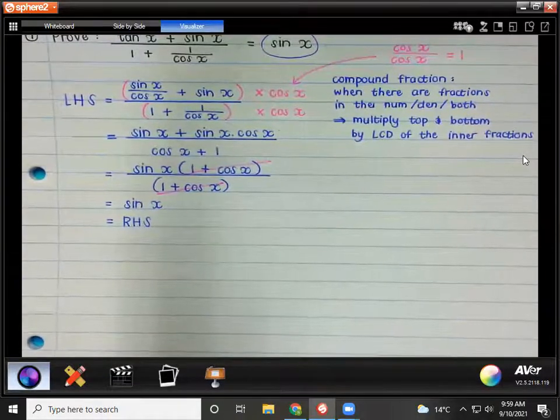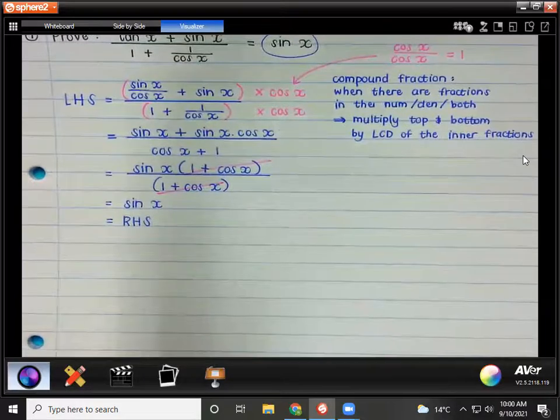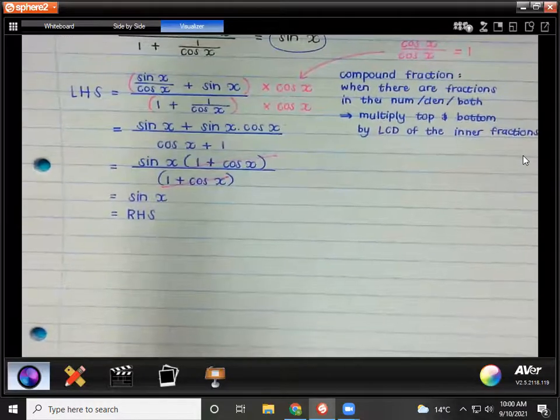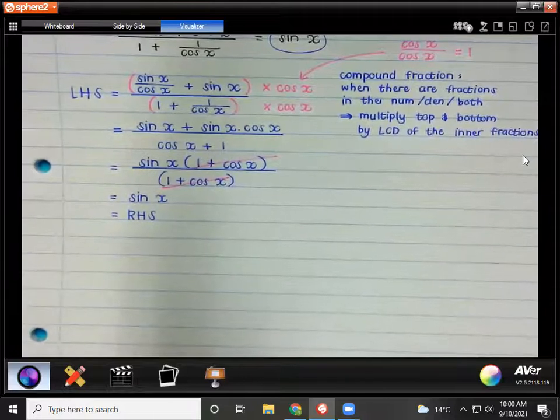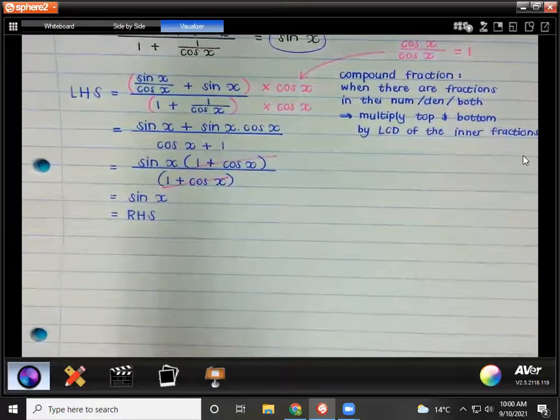It's up to you, really. You can decide what you want to do first. But I'm inclined to first get rid of the fractions so that it's a bit simpler to work with. But yeah, it's up to you.